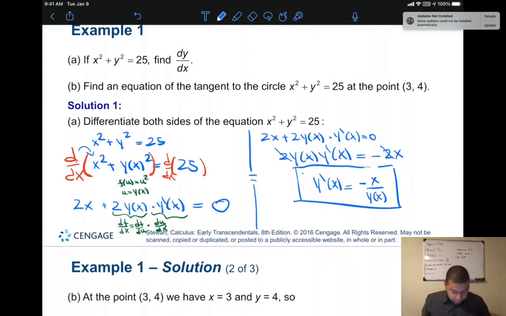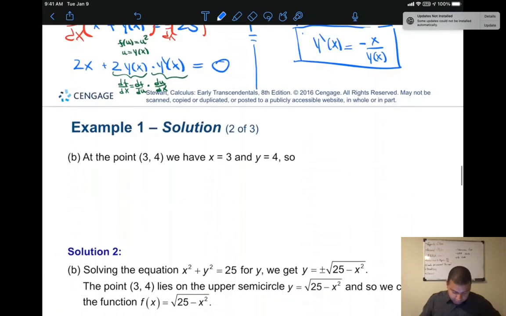Okay. Look at B. Find the equation of the tangent to the circle at the point (3, 4). So note that they're not just giving us x, they're giving us x equals 3 and y equals 4. So they're giving us both coordinates, because if you look at the right-hand side of the result of the implicit differentiation, you have both x and y.